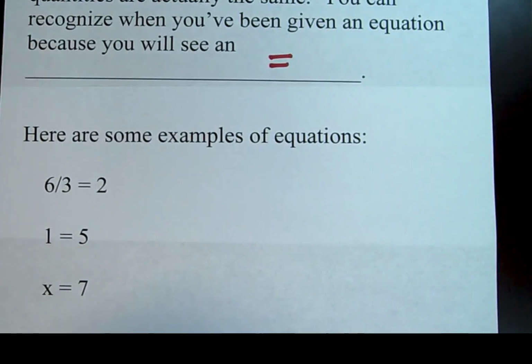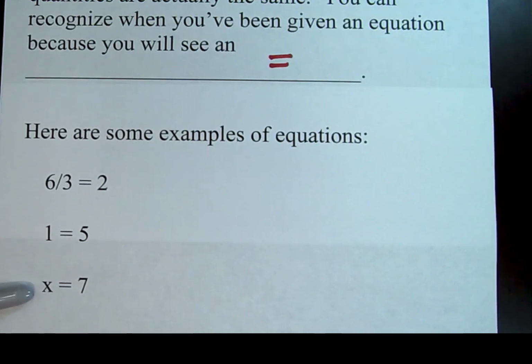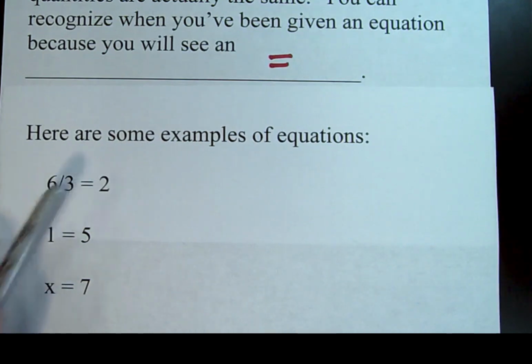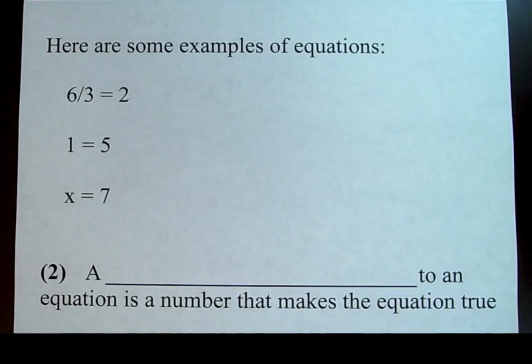Okay, here are some examples of equations. 6 over 3 equals 2. 1 equals 5. x equals 7. Those are all equations, right? Because they each have an equal sign. That's how you recognize when you have an equation. But there's one of those that I hope kind of made your skin crawl a little bit when you looked at it. Which one? Yeah, this 1 equals 5.